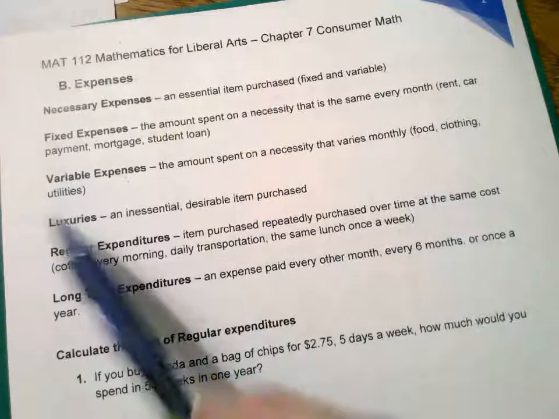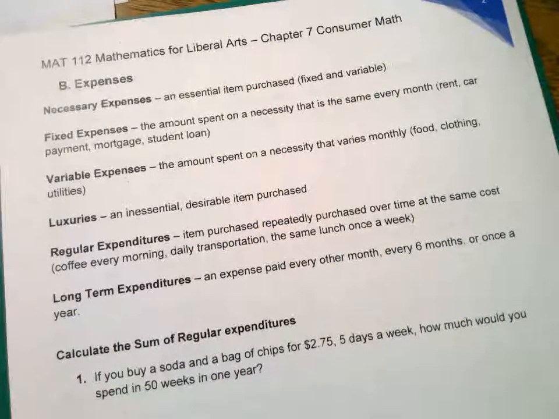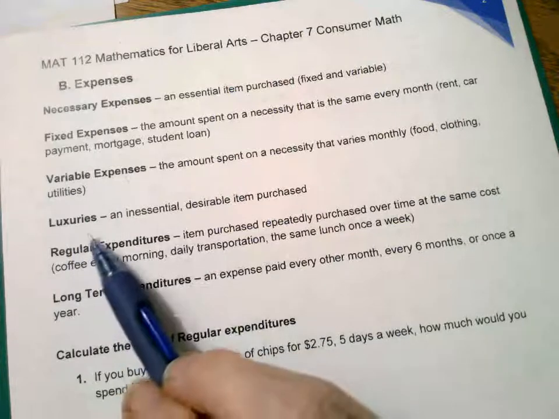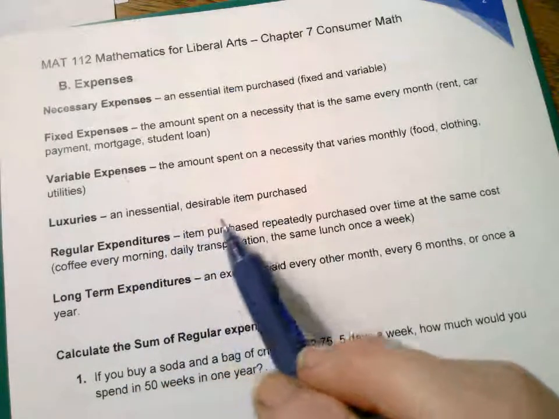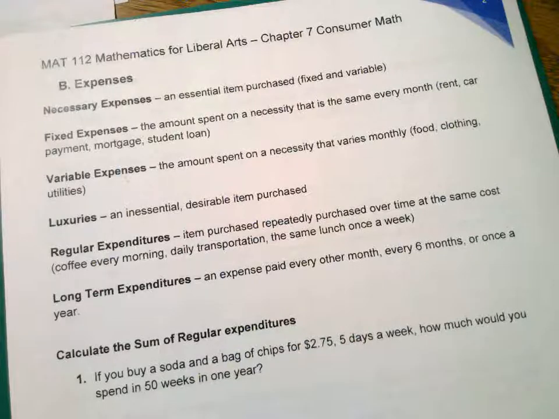So food, clothing, and utilities. We're going by what the book specifies as a necessity, which includes the food, clothing, and utilities. Okay. A luxury is defined as an inessential or non-essential item, which is something desired.